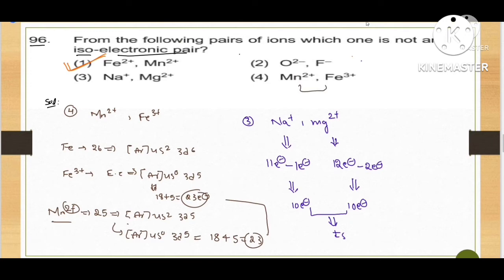So option A does not follow the isoelectronic rule. Why? Because here iron has 24 electrons, and manganese 2 positive has 23 electrons. So A is our correct answer.